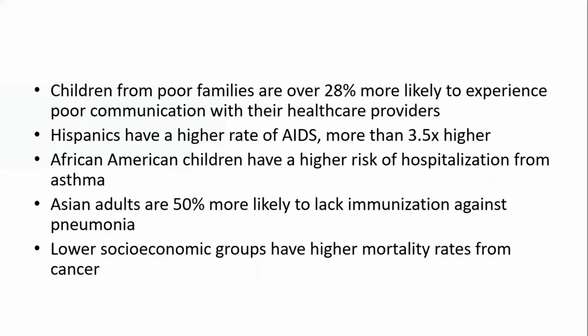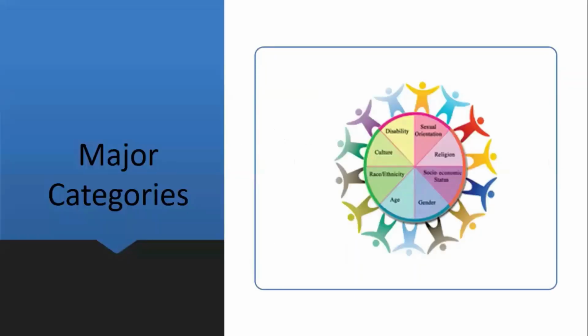All right. Some major categories that we look at are denoted here. We'll start at the top on the right. Sexual orientation, religion, socioeconomic status, gender, age, race, ethnicity, culture, and disability. This is a far cry from the if you're Korean, you do this. If you're French, you do this. This really takes into consideration the person as a whole, because cultural competence doesn't just include your race and ethnicity. It takes in everything about your personal experience. It's your personal culture, if you think about it.